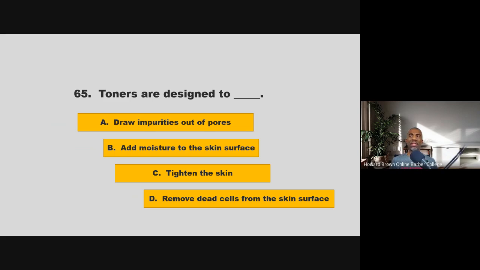Toners are designed to blank. Is it draw impurities out of pores, add moisture to the skin surface, tighten the skin, or remove dead cells from the skin surface? If you chose C, tighten the skin, you are correct.